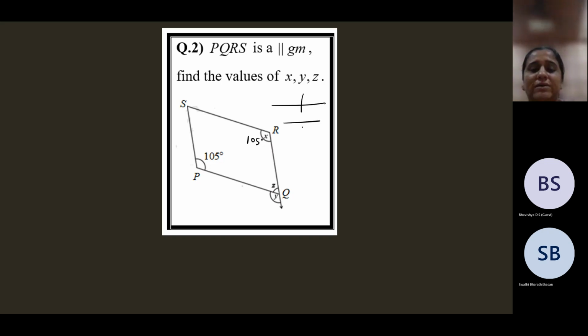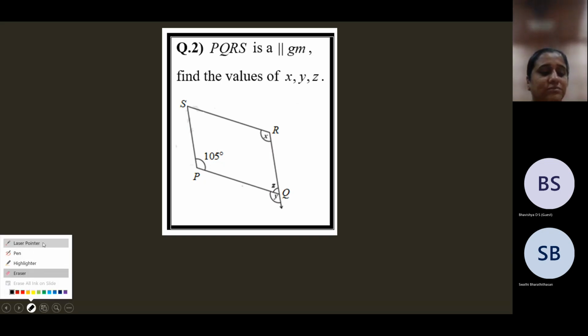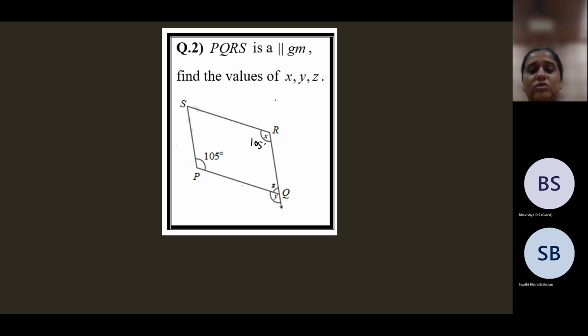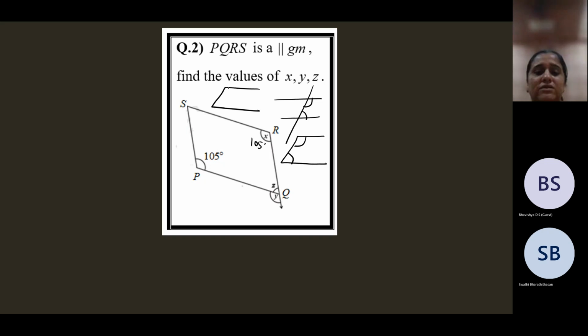Now, when two parallel lines are intersected by a transversal, co-interior angles are supplementary. Okay, so two parallel lines, they are cut by a transversal. These angles are called co-interior angles. They are supplementary. So how will you identify the co-interior angles? Parallel line, transversal, parallel line. Here and here are co-interior angles, because these two are parallel. So this X and Z are co-interior angles.